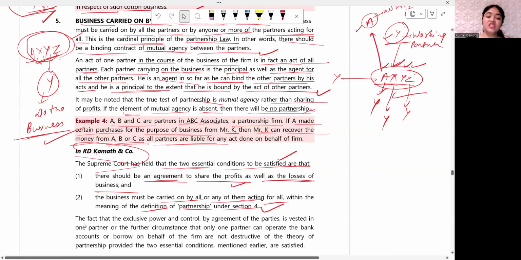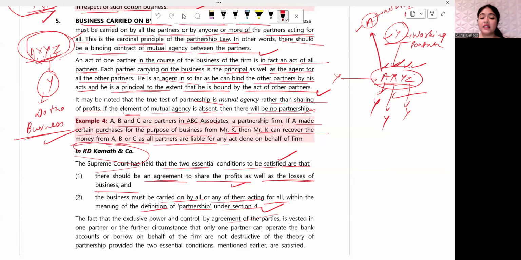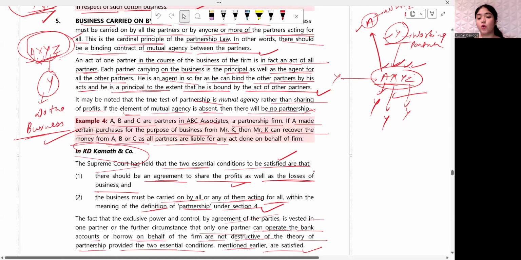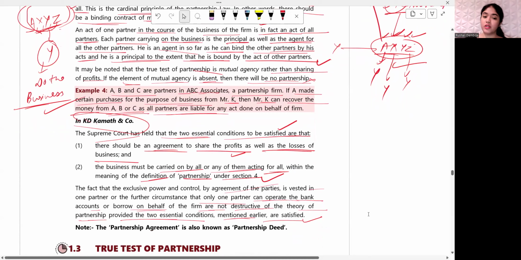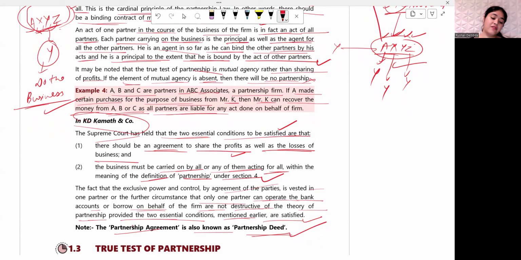The fact that exclusive power and control by agreement of the parties is vested in one partner or further circumstances that only one partner can operate the bank accounts or borrow on behalf of the firm are not destructive of the theory of partnership, provided the two essential conditions mentioned earlier are satisfied. Now, if they have agreed that only one partner will be operating the bank account of the firm, so that is also okay, not an issue in that. If one of them can only sign it, then it is okay and the partnership firm can go ahead. The partnership agreement is also known as partnership deed. We have learned this in accounts that partnership deed is prepared.